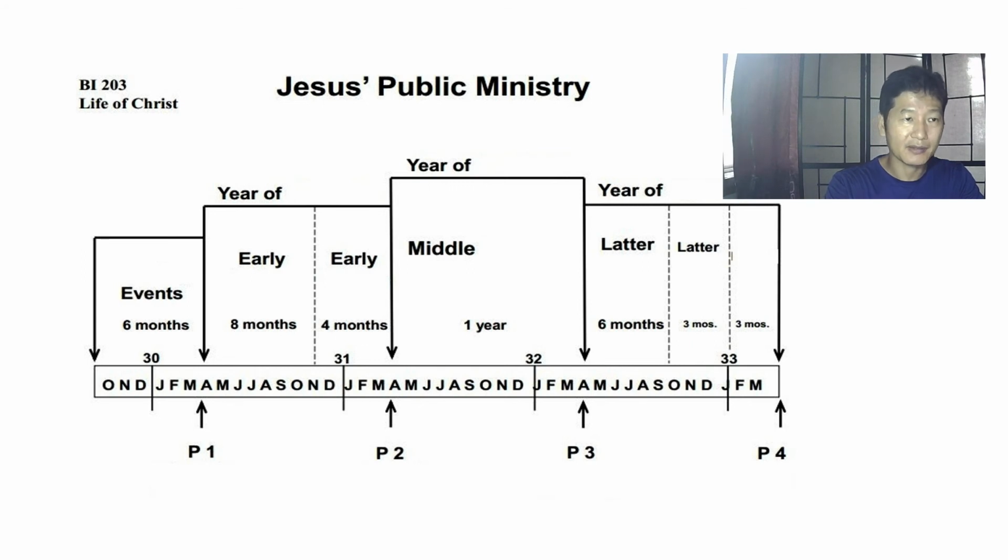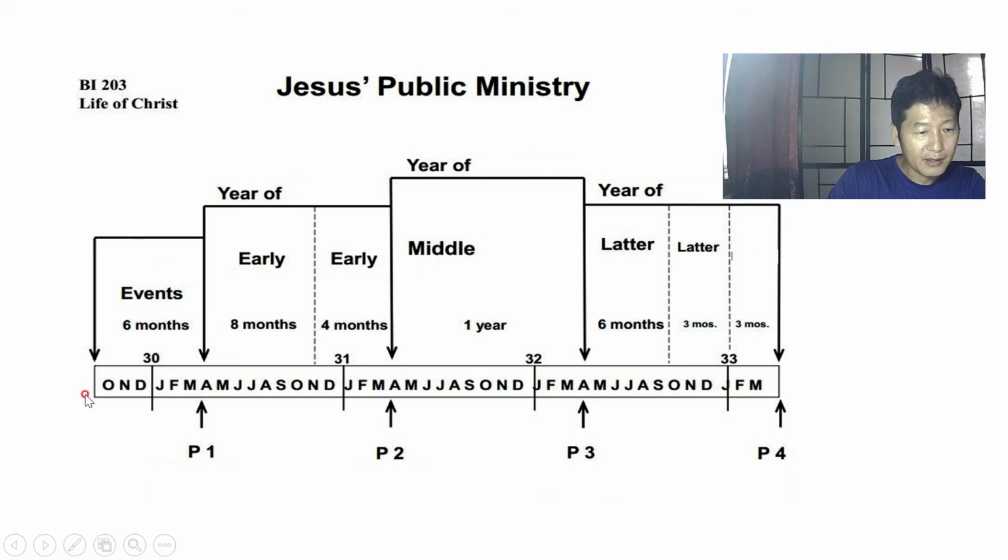When scholars collected all the events and studied them, it may be 3.5 years for Jesus' public ministry. Before then, we call it Jesus' private life. Yeah. Now you see a chart. Let me explain.